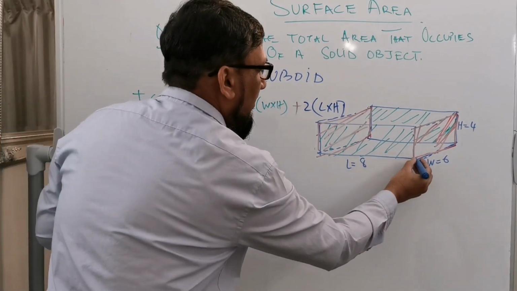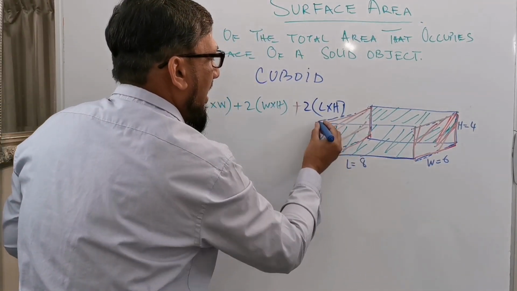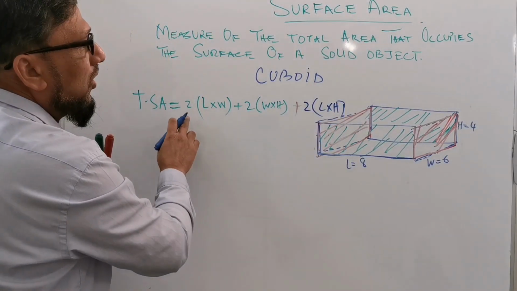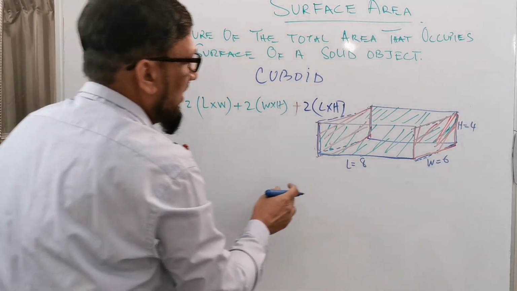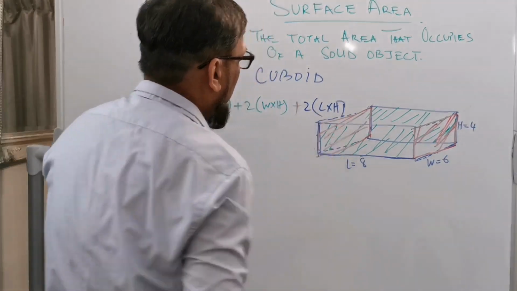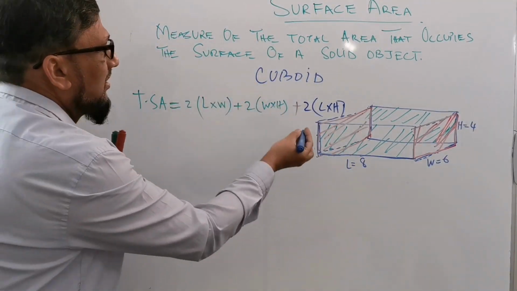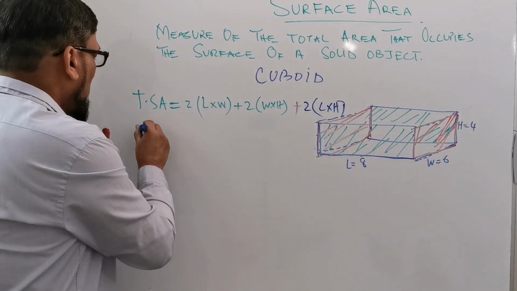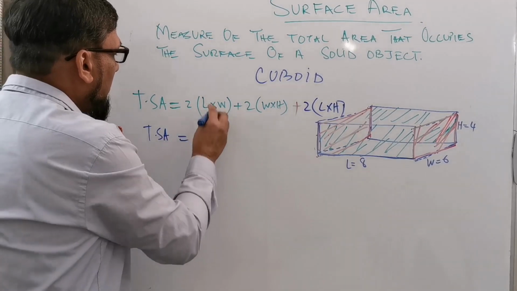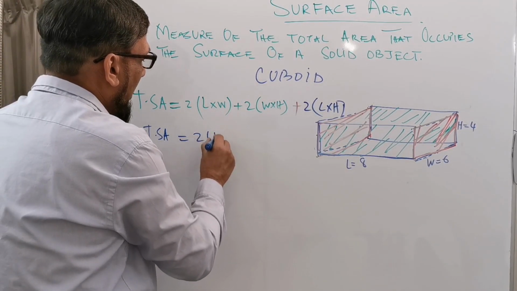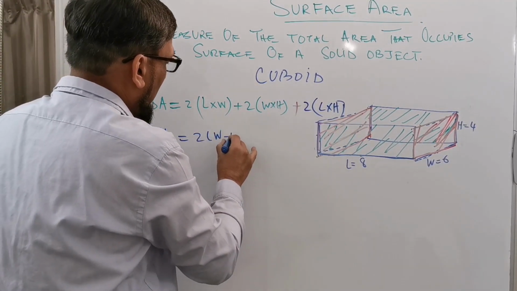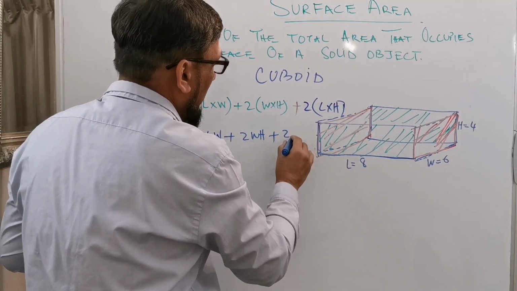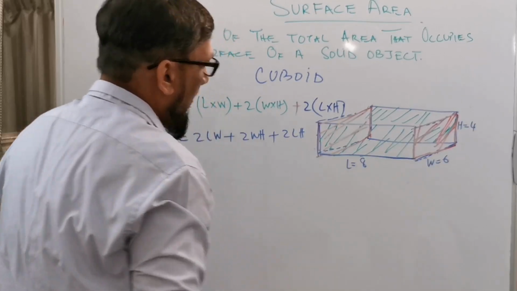So this is the length and this is the height. This is basically for the front, and this one for the bottom and top. So the formula for a cuboid is total surface area equals 2LW plus 2WH plus 2LH.